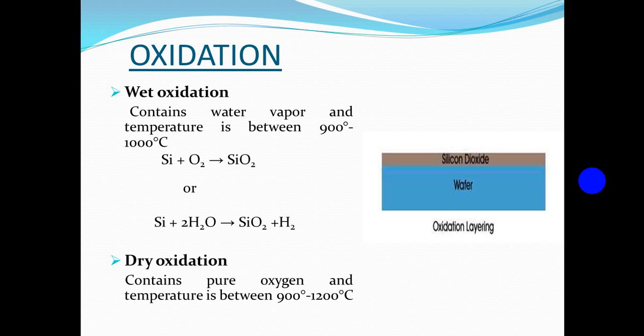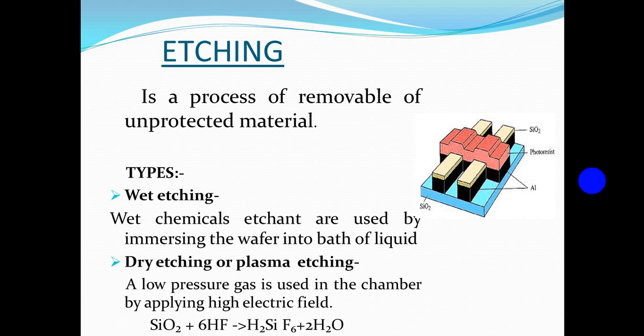Dry oxidation: the oxidizing atmosphere is pure oxygen with the temperature between 900 degrees Celsius and 1200 degrees Celsius for different growth rates of oxidation. This process is slow, but the quality of the oxide growth is superior. And the fourth point is etching. It's a process of removal of unprotected material. It is of two types: dry etching and wet etching.